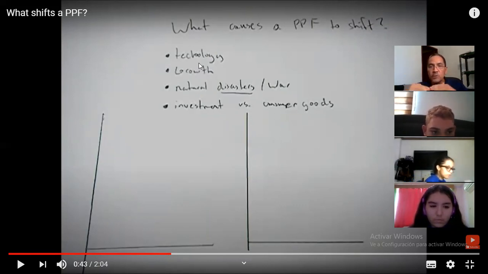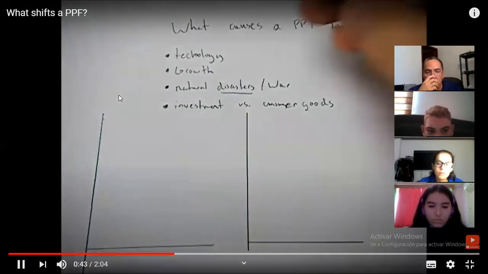Shift means cambios. Shift means cambios. What causes a PPF to shift? ¿Qué es lo que causa que el possible production frontier se mueva? Ya sea para arriba o ya sea para abajo, que se reduzca o aumente las posibilidades. ¿Entendido, chicos? Continuemos. A eso es lo que se refiere con toda esta información.